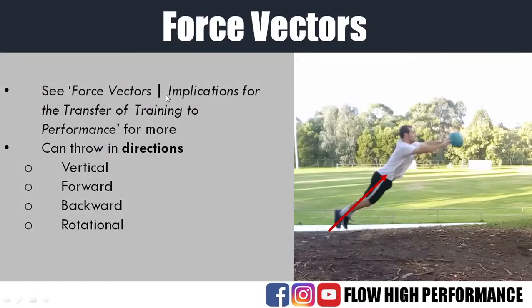So moving on, we can also have throws in all different directions. This has relevance to force vectors, which direction we're throwing in. If you want to learn more about this force vector topic, you can see the video Force Vectors, the Implications for the Transfer of Training to Performance on this YouTube channel. But essentially, we can throw in all different directions. So we can do vertical throws, forward throws, backward throws, and rotational throws.